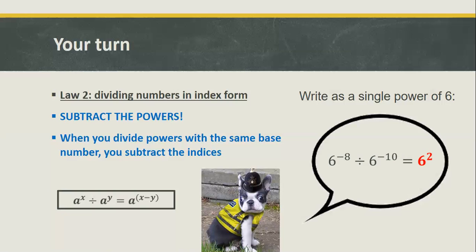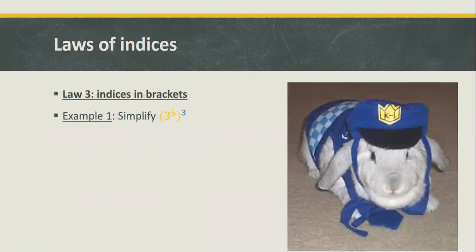Right, so we move. Law number 3. Indices in brackets. Example 1. Simplify 3 raised to the power of 5 brackets raised to the power of 3. 3 raised to the power of 5 in brackets, and then this now raised to the power of 3 again. So this means 3 raised to the power of 5 in 3 places.